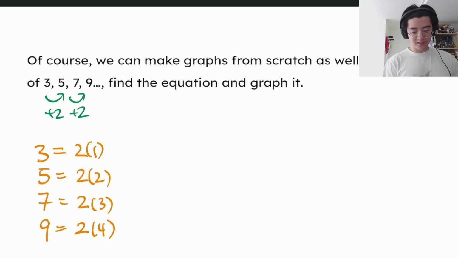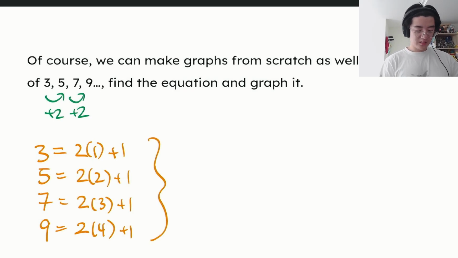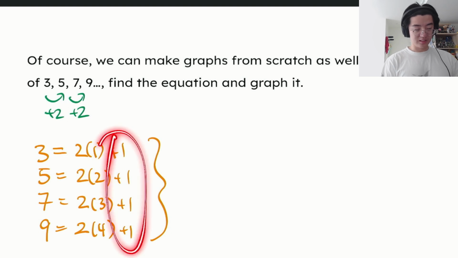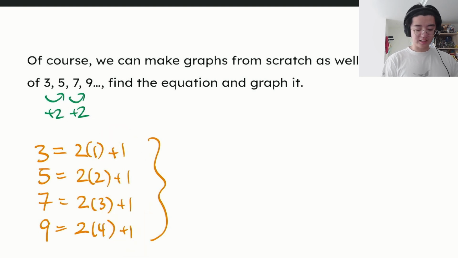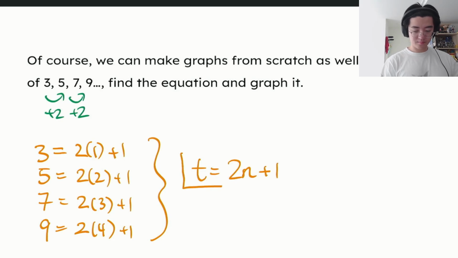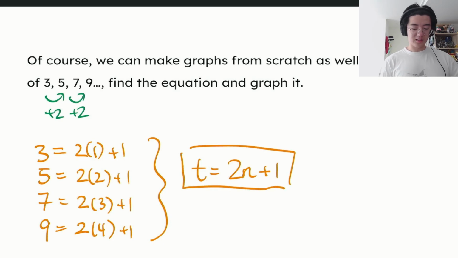And to complete the equation, we add 1 to each of those 2 multiplications. And as you can see, the 1 doesn't change, we start at 1. So the only thing that does change is what number we're multiplying to the 2. So our equation is 2n plus 1.